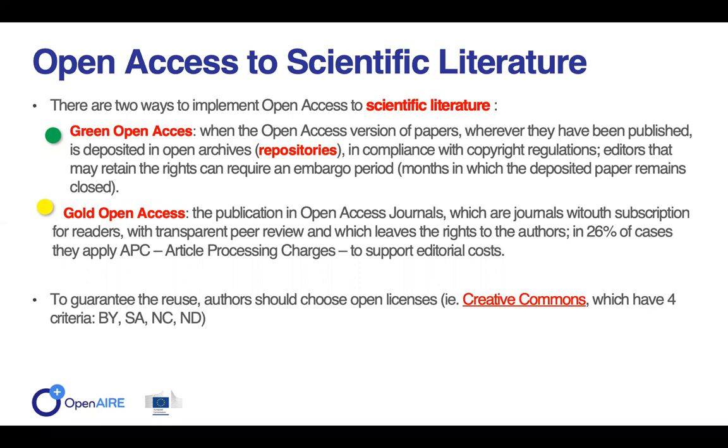Then the second way that you have to perform open access to literature is what we call the green road. When you publish a paper in a journal, you can always share with the world in open access a version of your paper. Wherever this paper has been published, you can use this version and deposit it in an open archive, so in a repository, and still you can do this in compliance with the copyright regulations.